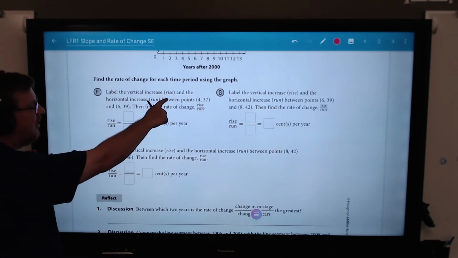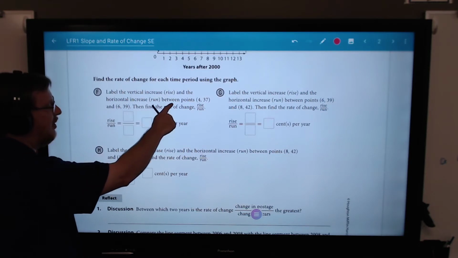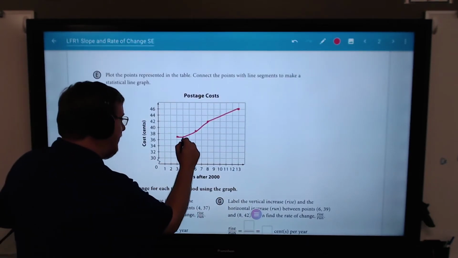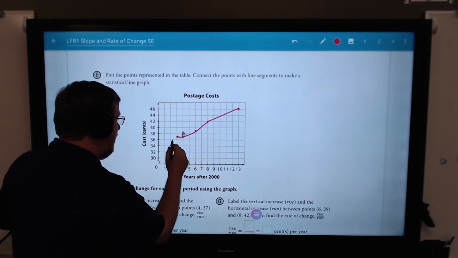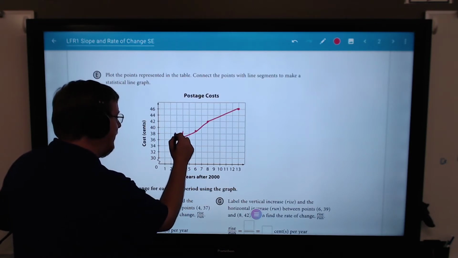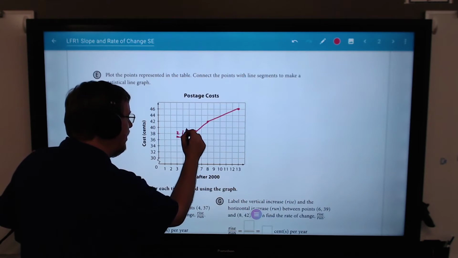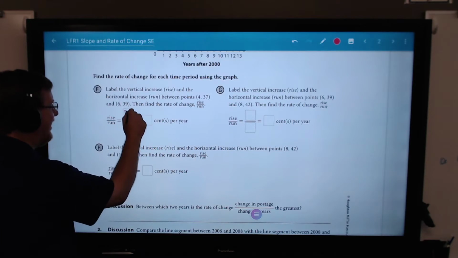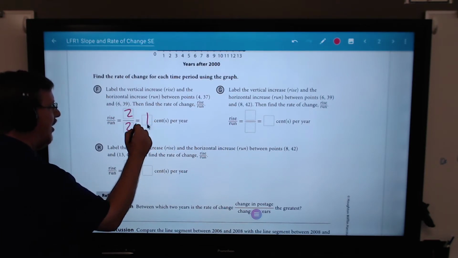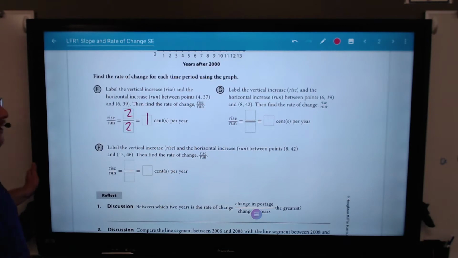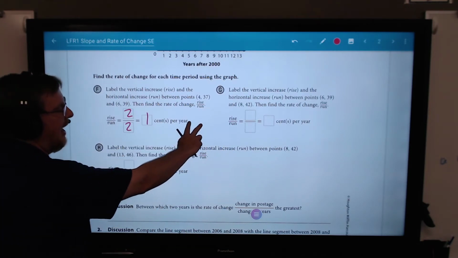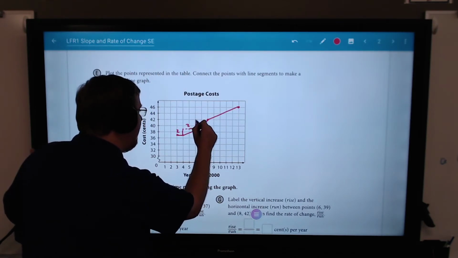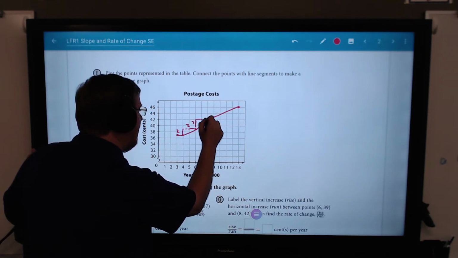Label the vertical increase, the rise, and the horizontal increase or run between the points (2004, 37) and (2006, 39). So between those points, it rises 2 cents because it goes from 37 to 39 and runs 2 years. So it rises 2 cents, runs 2 years, or a 1 cent per year increase on average. Between 2006 and 2008, it rises 3 cents and runs, okay, let's make this bigger.